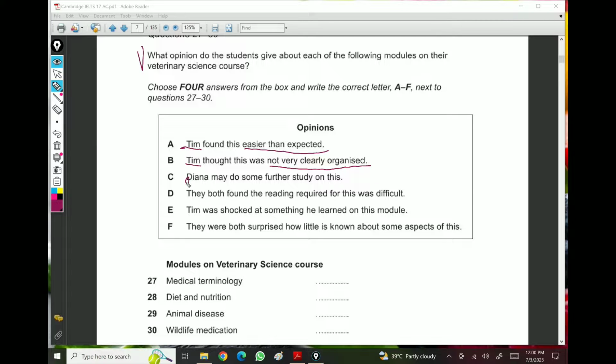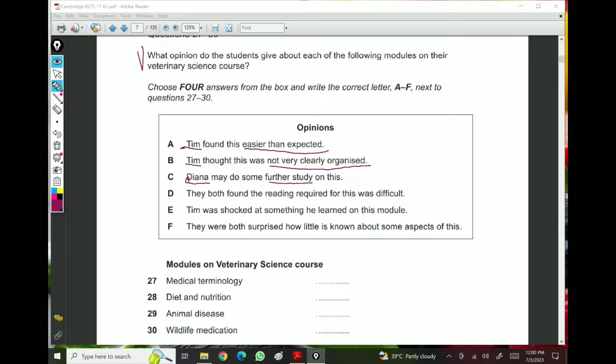Option C. Diana may do some further study on this. Now underline Diana and underline further study. Now we will listen to Diana carefully and we will just focus on this further study.